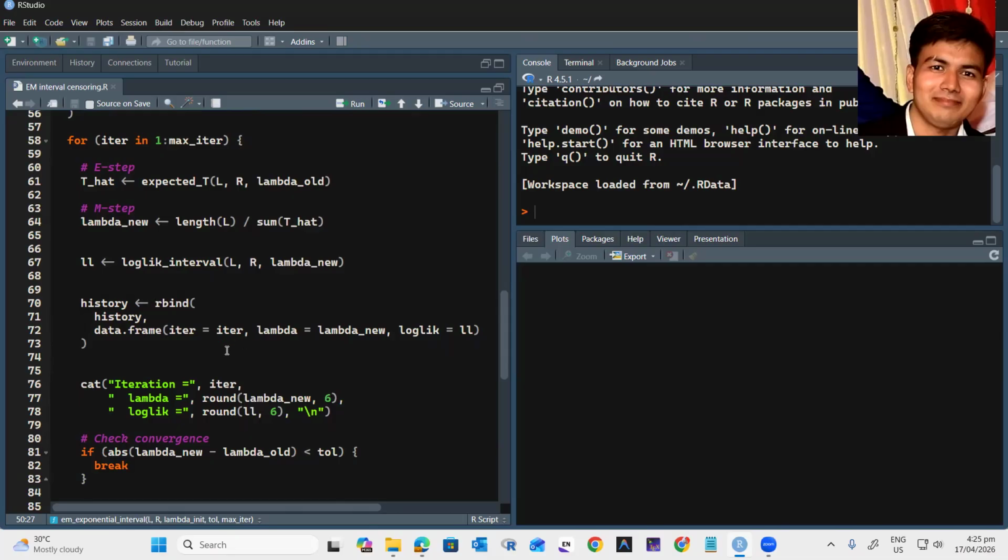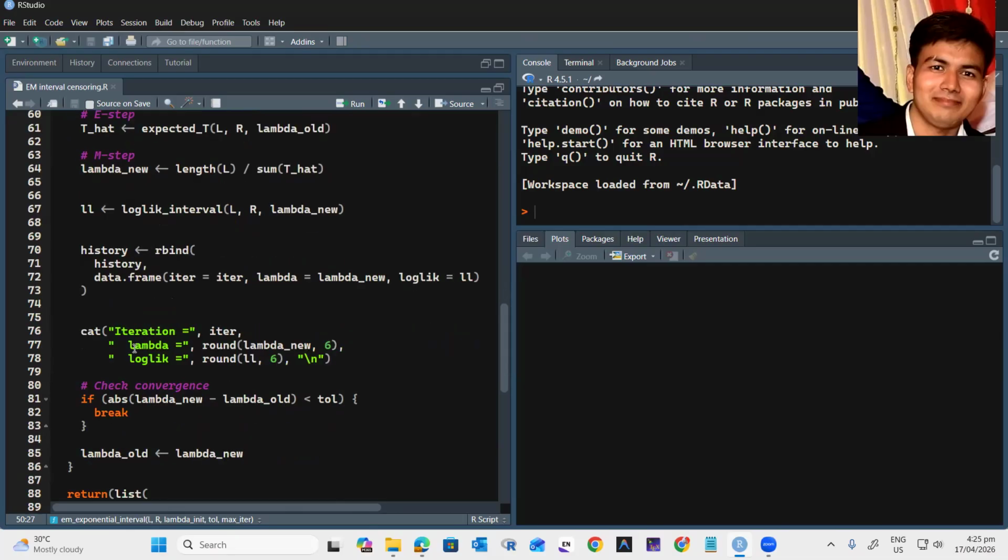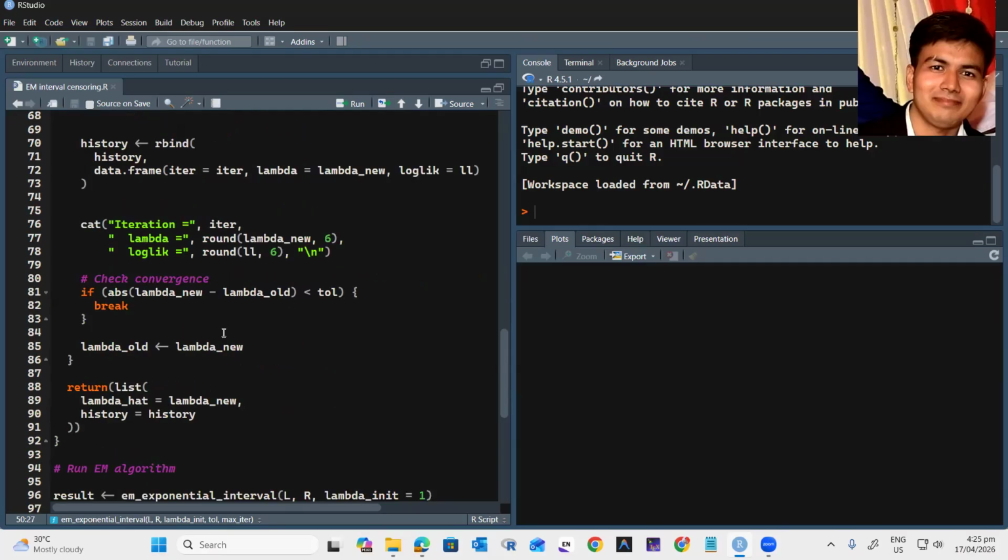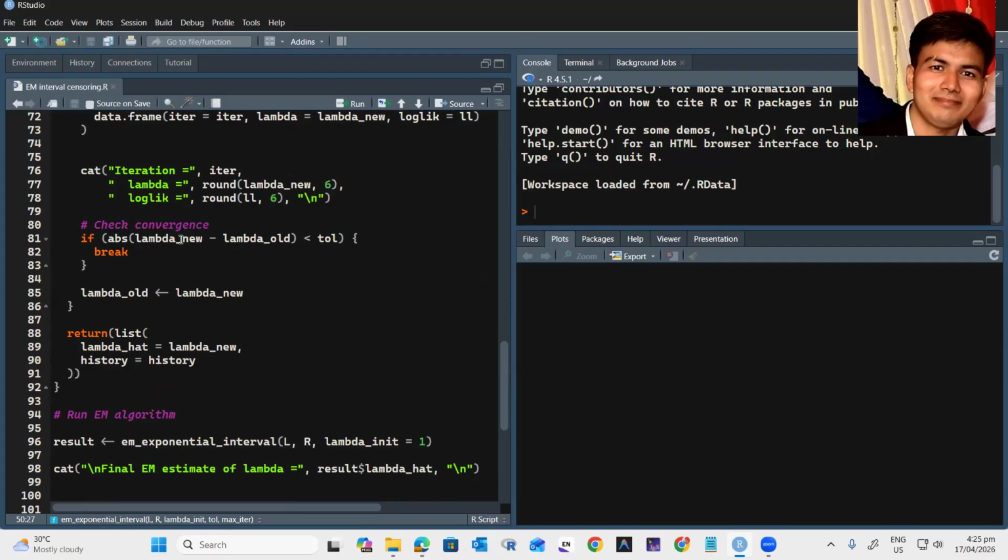All right, and after that we are going to print using the command cat. So cat concatenates and prints the text and numbers. We are going to print the iteration and lambda's value, up to 6 decimal places, and backslash n adds a new line. After that we have the convergence check. So if the absolute value of the difference of lambda new minus lambda old is less than the tolerance limit, it should break. All right.